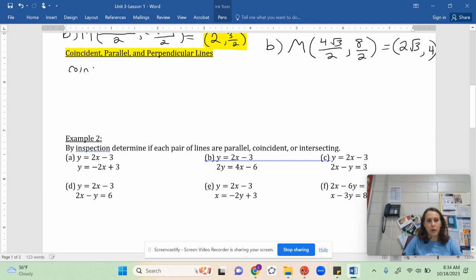Coincident, I've always said coincident, and Mr. Kowalty laughed at me very hard last year while he was teaching this lesson and told me it's coincident.